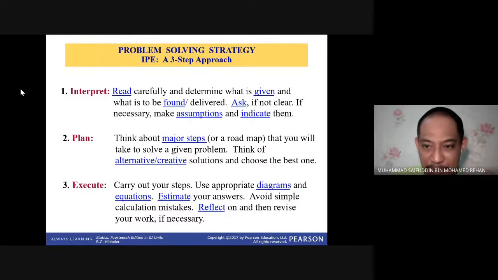In terms of assumption, in the early chapters you will not be tested on this, but in the later chapters, especially chapter 8, there will be questions where you have to assume before you can answer. We'll go into that later.